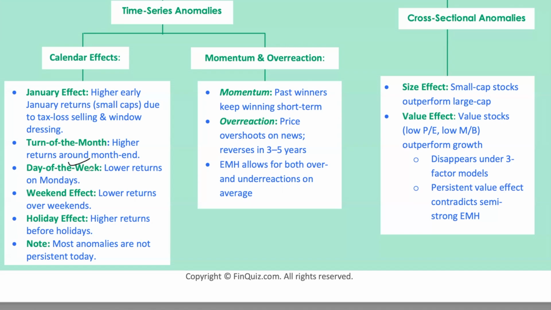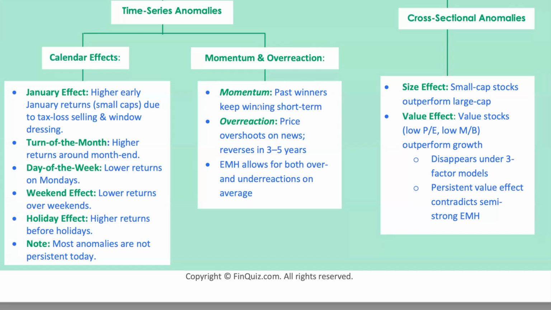You'll also hear about the day of the week effect, Mondays are often weak, or the turn of the month effect, returns cluster at the start and end of each month, or even the holiday effect, pre-holiday optimism pushing up prices. Then we have momentum and overreaction effects. Momentum says, if a stock's been rising, it'll probably keep rising for a bit. Same with losers. They tend to keep falling.